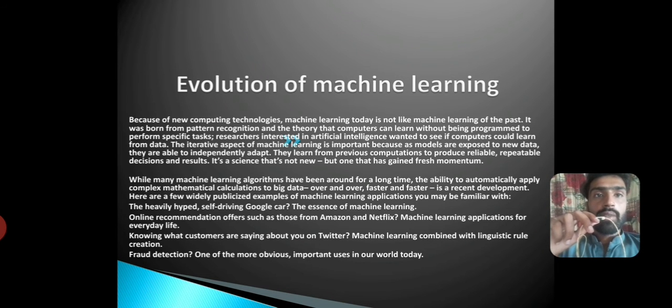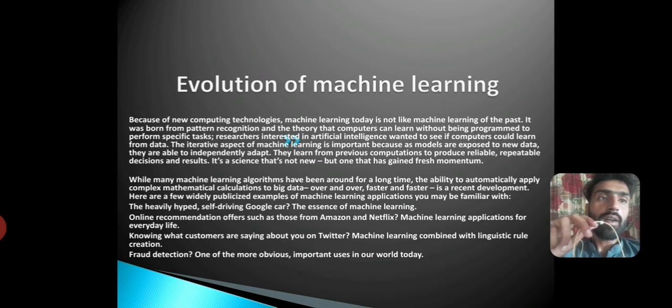Evolution of machine learning. Because of new computing technologies, machine learning today is not like machine learning of the past. It was born from pattern recognition and the theory that computers can learn without being programmed to perform specific tasks. Researchers interested in artificial intelligence wanted to see if computers could learn from data. The iterative aspect of machine learning is important because as models are exposed to new data, they are able to independently adapt.